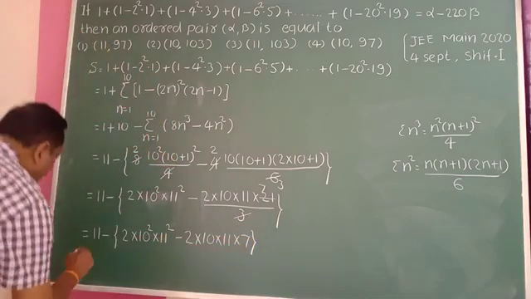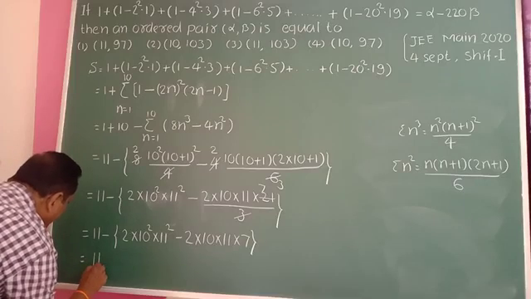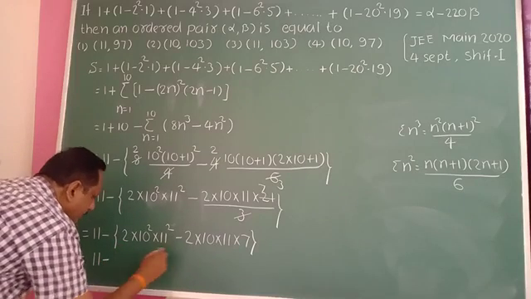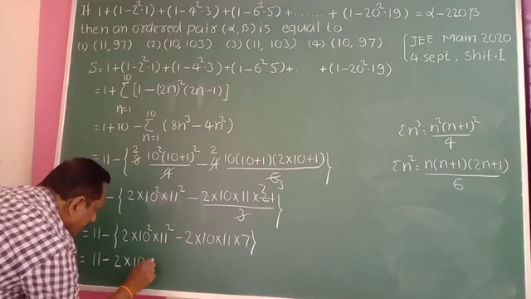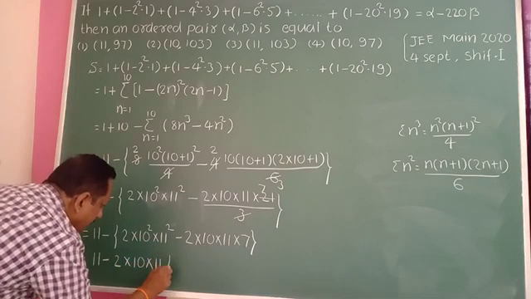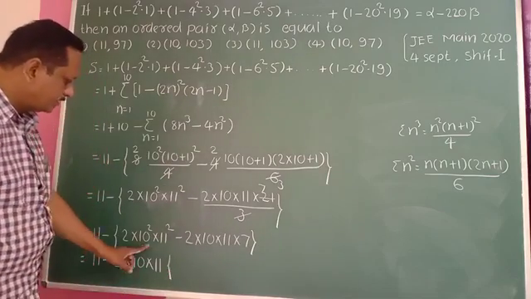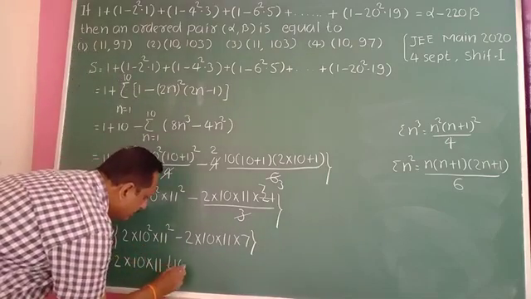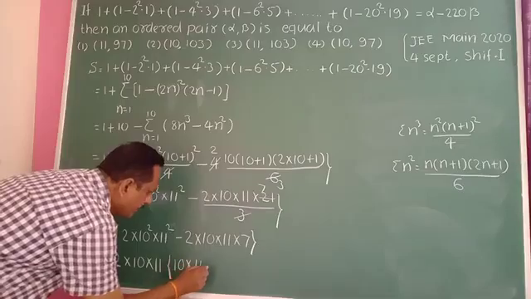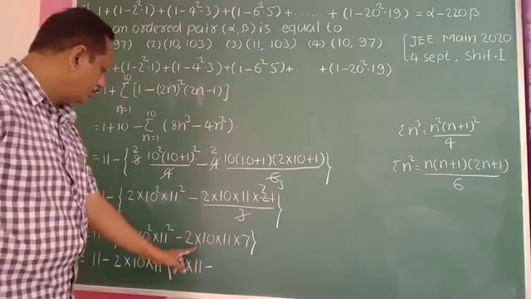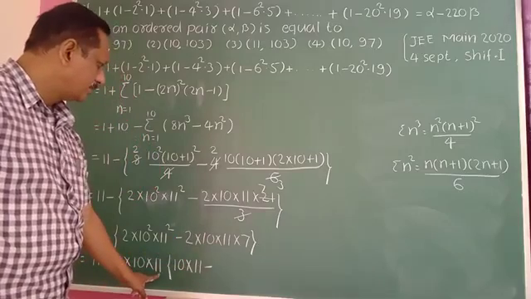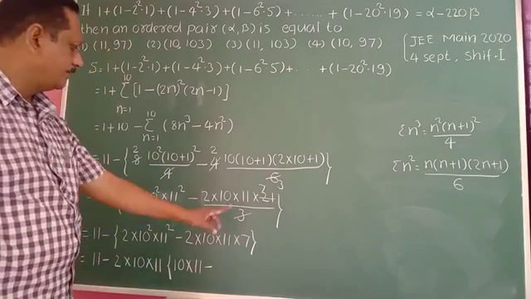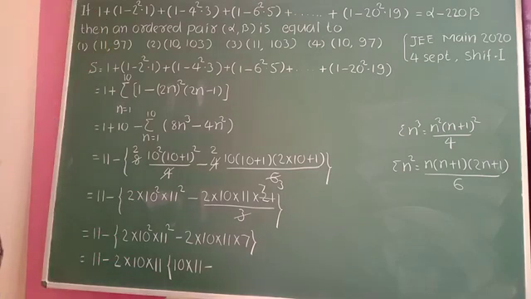Here you can take a common factor in the bracket. 11 minus 2 is a common factor here. 10 also common factor, and 11 also common factor. Then remaining here 10 into 11. So 10 into 11 minus, here 2, 10, 11 common factor. Then remaining is 7 here.